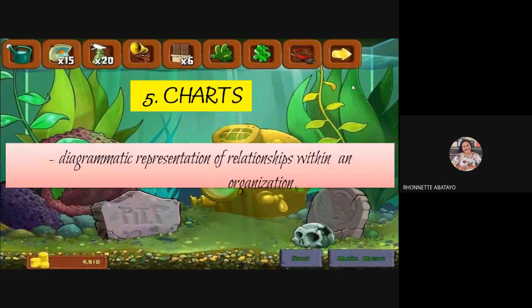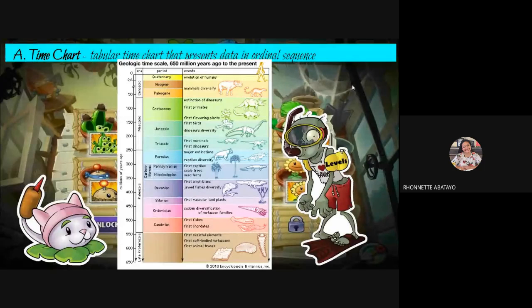Next, we also have some charts. A lot of charts can be used as a representation of relationships within organizations. There are different types of charts that we can see. There's a specific contrast between a diagram and a chart, but nonetheless, we use them in our educational system or strategy. So first, we have the time chart.